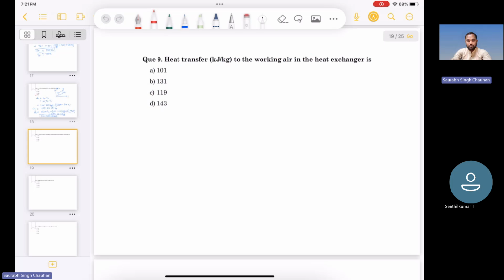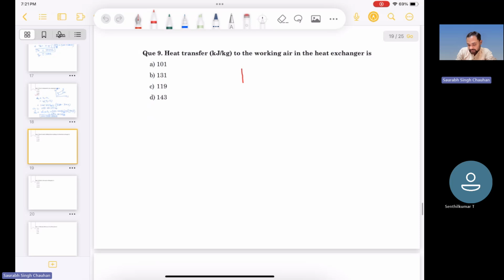Okay. So now coming to question number 9. Question number 9 is saying heat transfer, kilojoule per kg, to the working air in the heat exchanger. So first of all, again, let us make the TS diagram. We did not consider heat exchanger till now, but now we need to consider it.